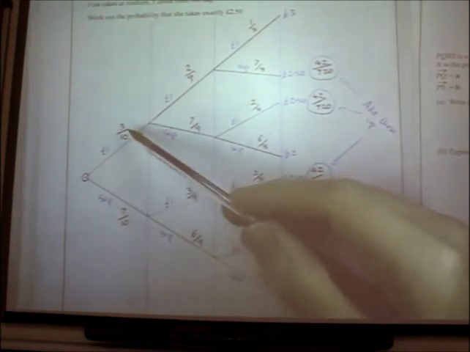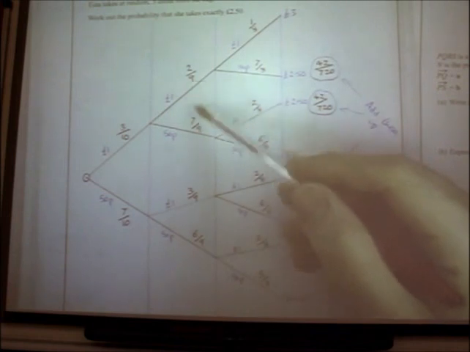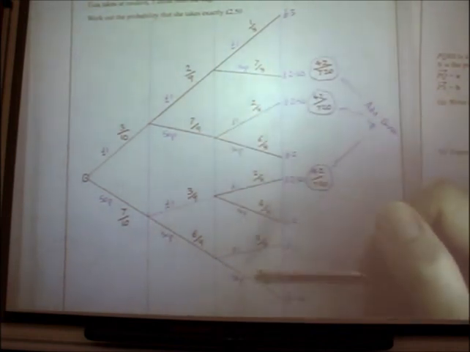Right, first coin, £1 and 50p. There's 3 £1 coins, so it's 3 tenths. 50p is 7 over 10. Next lot, there's only 9 coins left in. Last one, there's only 8 coins left in.